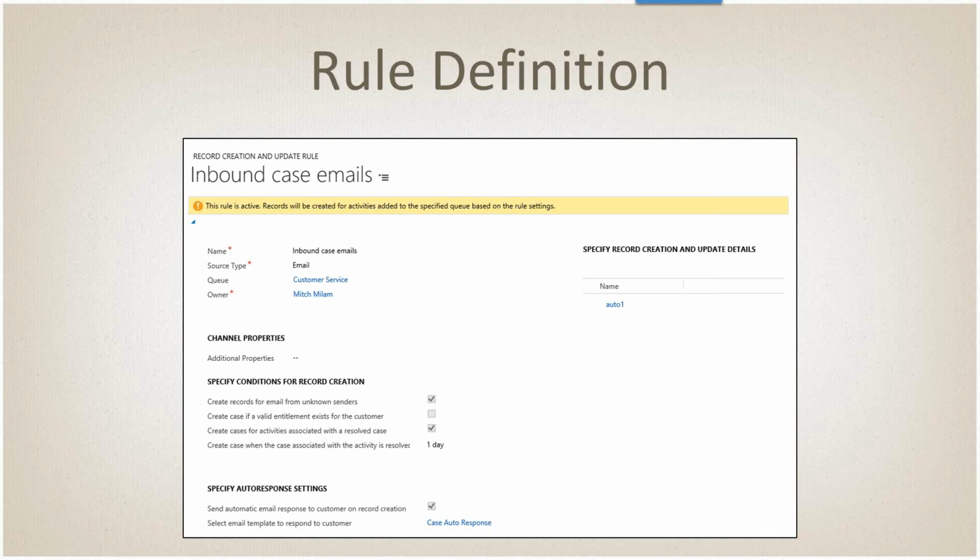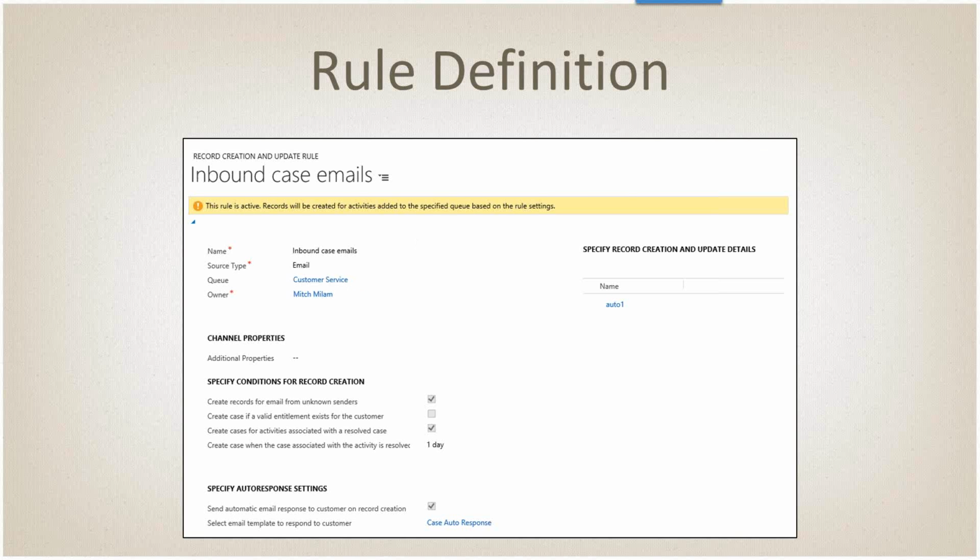So what this is saying is, if I get an email for a case that's already resolved, and it's been resolved for more than a day, I want you to create a new case. Okay, and then we have an autoresponder that we can tie. So yes, I would like to automatically send a response, and we have an email template just called case auto response, and that will email the customer back saying, hey, I got your email, we're working on it.